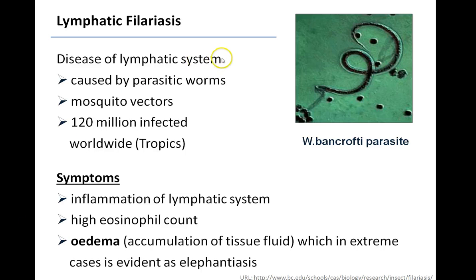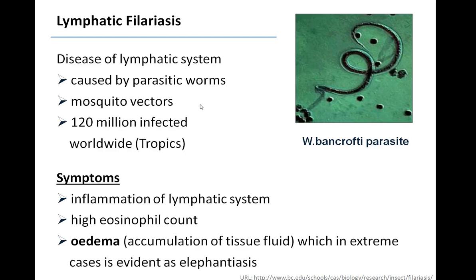It's a disease of the lymphatic system which is caused by a microscopic parasitic worm. There are a number of species that cause this disease. Here's one of them shown here. It's a microscopic worm. We can see white blood cells here. That gives us a sense of scale. Carried by mosquitoes and infects people primarily in the tropics.